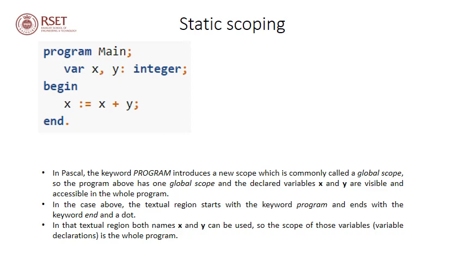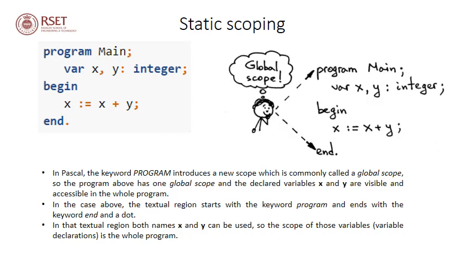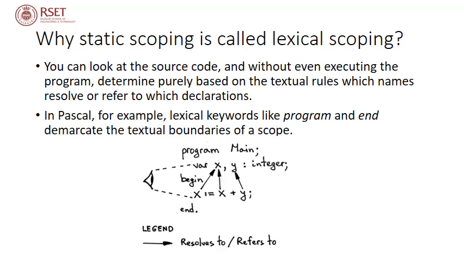In the case above, the textual region starts with the keyword program and ends with the keyword end and dot. In that textual region, both the names x and y can be used. So the scope of those variables is the whole program. So this is how it looks. Simply by looking at the program and the keywords program and end, we can understand that the variables x and y are in global scope and available throughout the program. So now we have seen why static scoping is called lexical scoping.